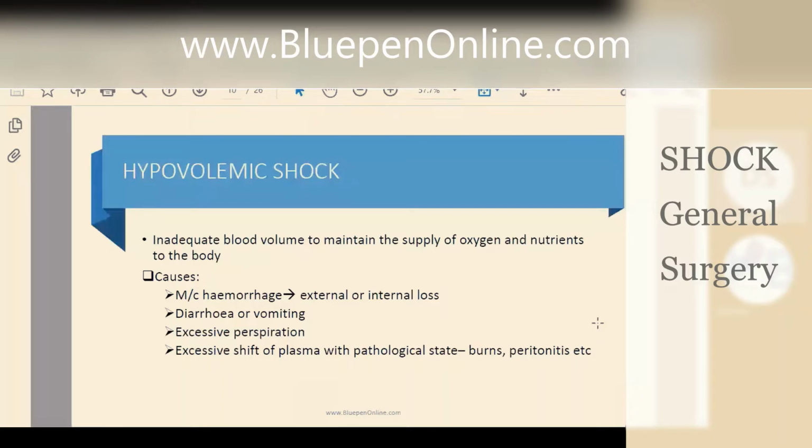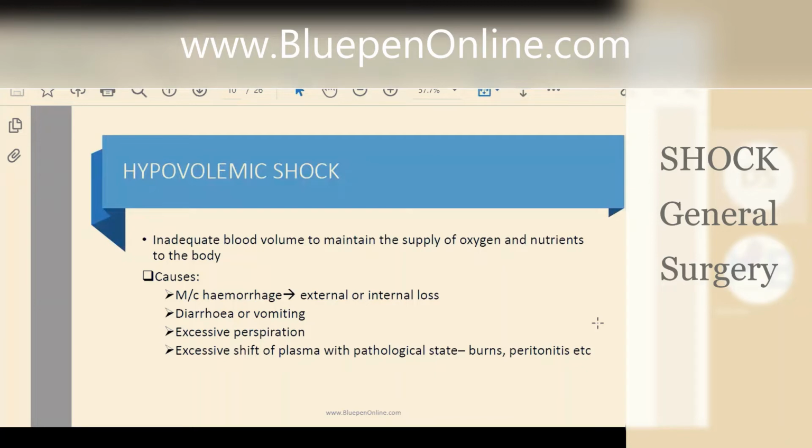Most common is hemorrhage. It can be external or internal hemorrhage. External is through the flesh, like following compound fractures or cut injuries, which is external hemorrhage or blood loss, and internal loss can be due to esophageal varices or blunt trauma to the abdomen.